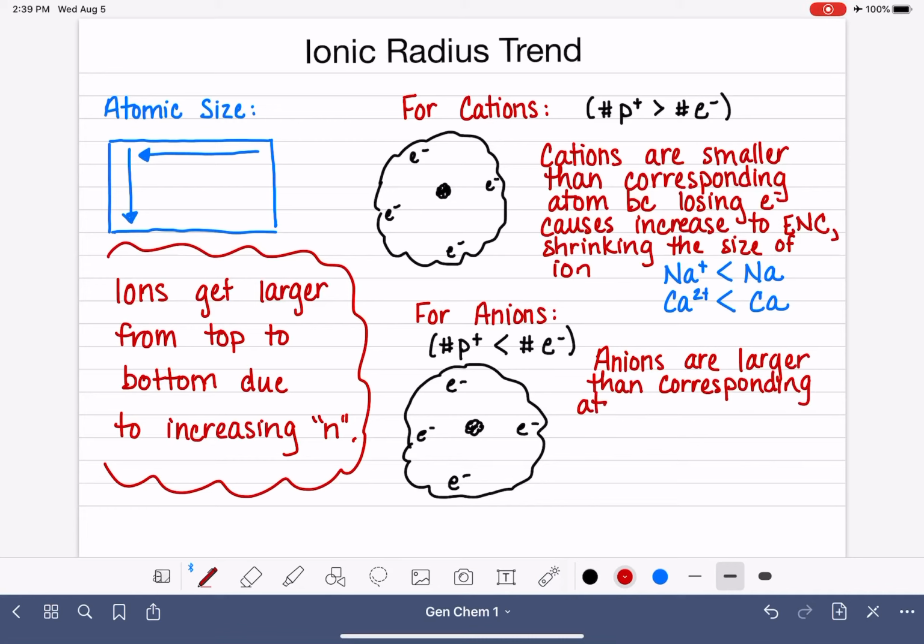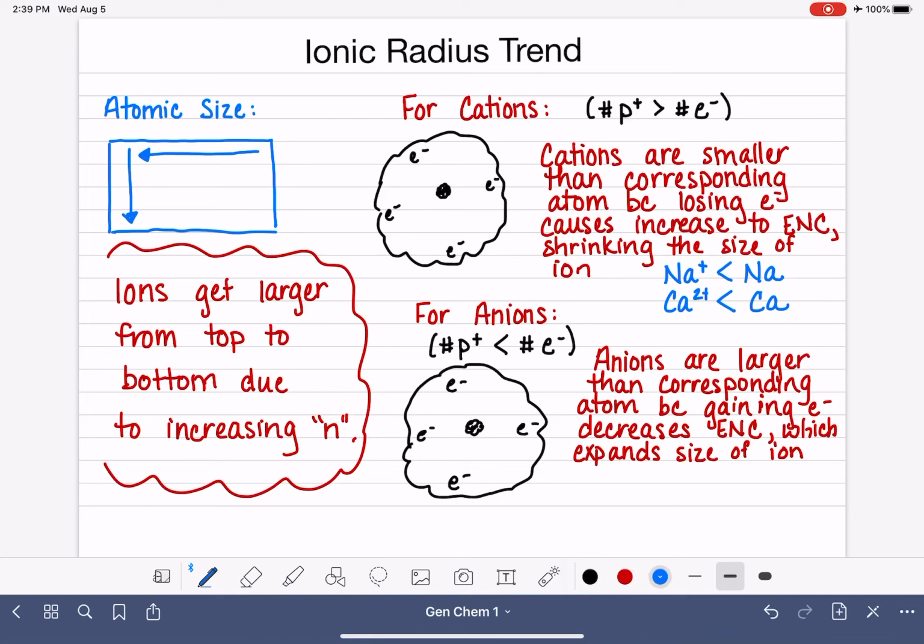And this is because gaining electrons decreases the effective nuclear charge, which expands or increases the size of the ion compared to the atom.